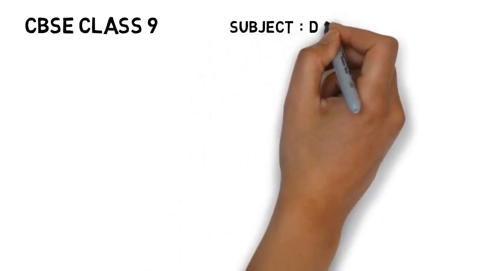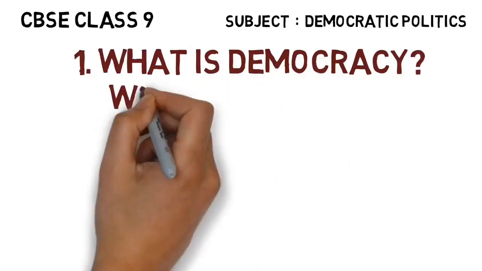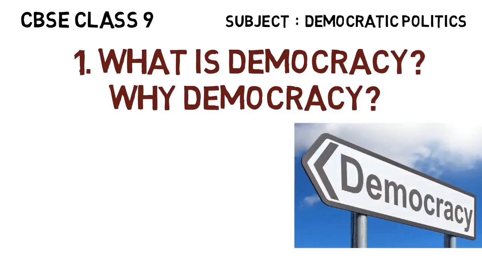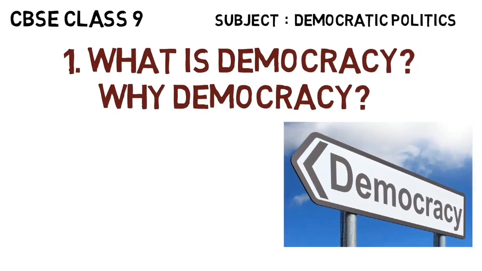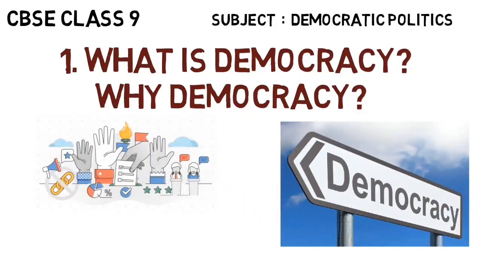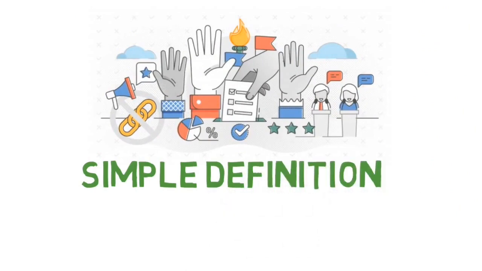Dear students, let's get started with our class 9th democratic politics topic. Our topic is "What is Democracy and Why Democracy". From our childhood we have been listening to a basic definition of democracy: it is a government of the people, for the people and by the people. But in this chapter we are going to learn a very simple definition of democracy. So what is that simple definition?